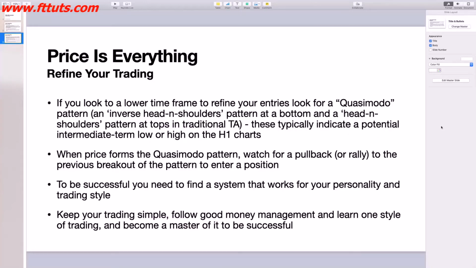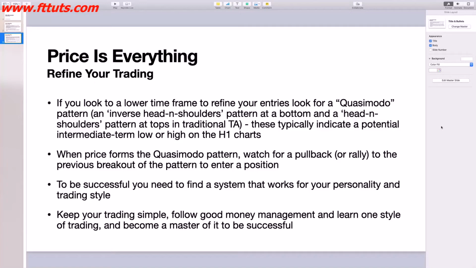He also looks on lower time frames for what he calls a Quasimodo. That's a relatively new technical analysis term, but it's basically an inverse head and shoulders pattern at a low and a head and shoulders pattern at a top in traditional technical analysis. If you're not familiar with the head and shoulders pattern, you can go and look that up. It's very easy to find. Or if you have Thomas Bulkowski's Encyclopedia of Chart Patterns, he documents that very, very well. These typically will indicate a potential intermediate term low or high on the H1 charts.